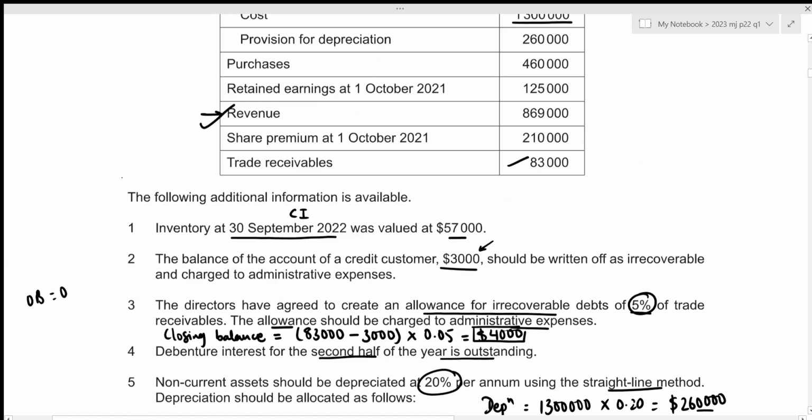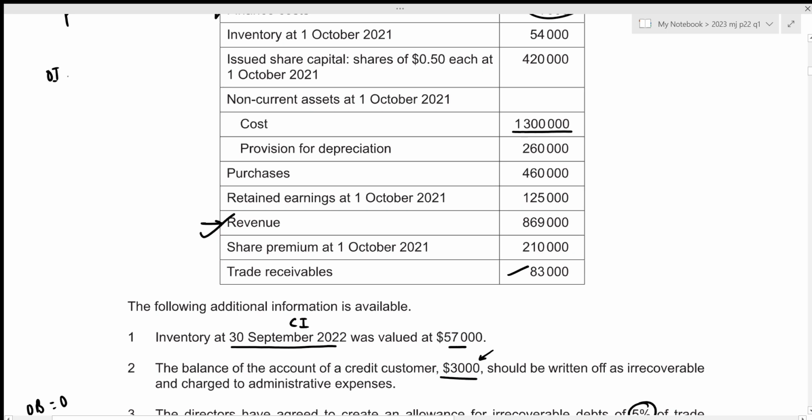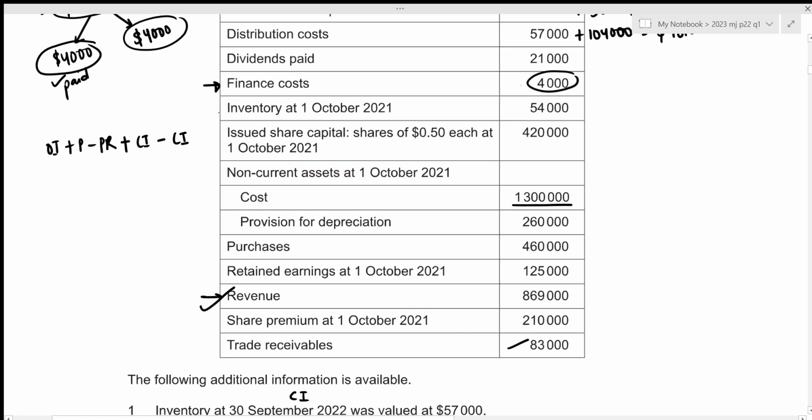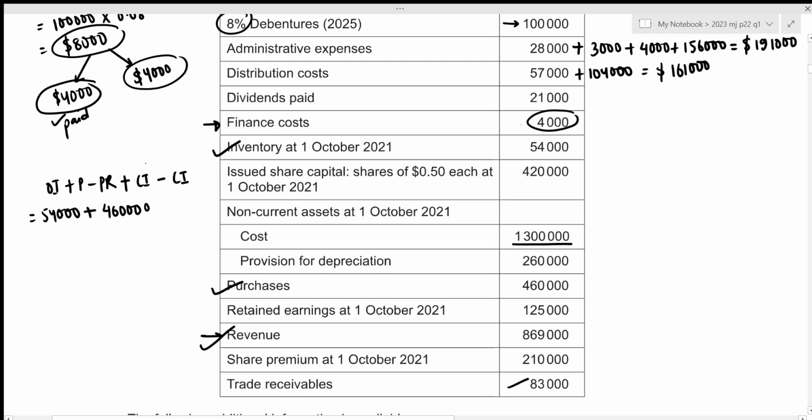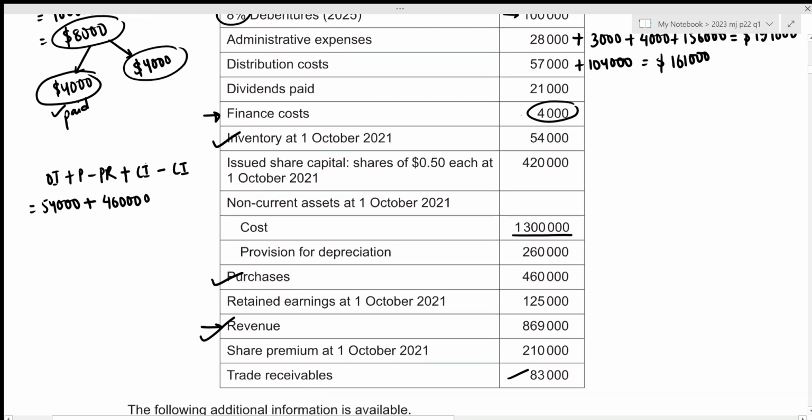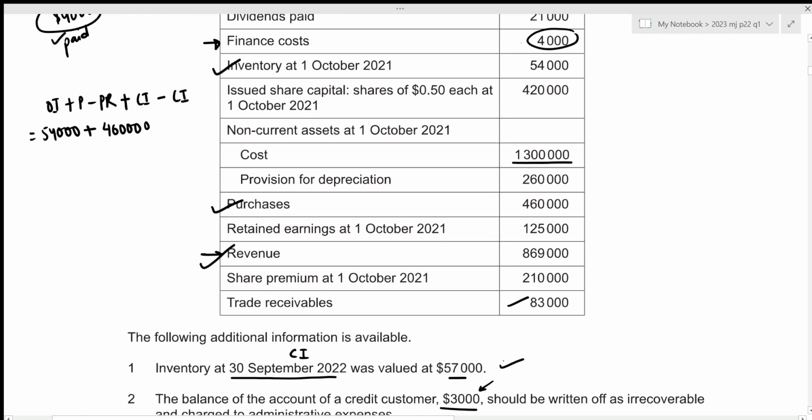Okay, so we know that the formula for cost of sales is just going to be opening inventory plus purchases minus purchase returns plus carriage inwards minus closing inventory. So we can start with the opening inventory, which is given right here. That's 54,000. We are given the purchases right here. That's 460,000. We're not given any purchase returns, and we're not given any sort of carriage inwards as well. So we only have our closing inventory of 57,000. So that's minus 57,000. And this results in our cost of sales to have the value of 457,000. Let's write it down.